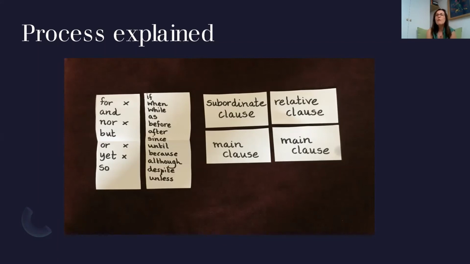So these are the four that I drew out from my little pile of 8. I drew out subordinate clause, relative clause, main clause, plus main clause. So I started with 4 because I wanted to demonstrate that to you. Let's look at my example.